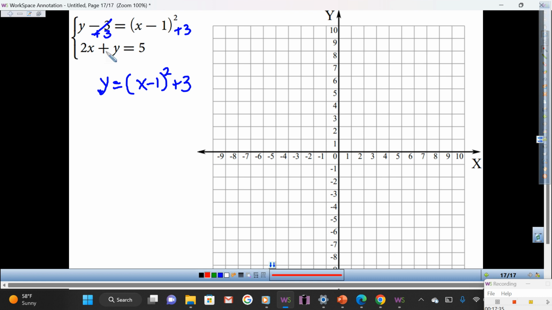What do I do to the second one? Subtract 2x, subtract 2x. So we're left with y equals negative 2x plus 5. All right, and this is my new system. Now, before we start graphing, yesterday in class we started with the red one because we know how to graph that one. And for the quadratic, we used the table. Is that correct? All right.